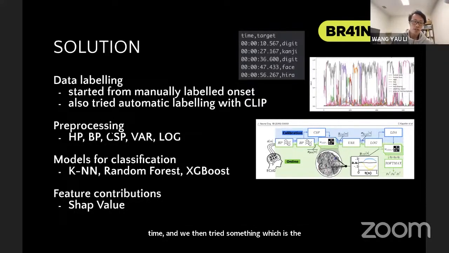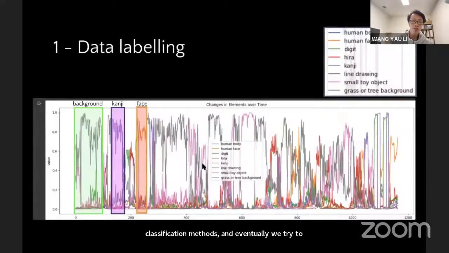We also had one of our teammates work on the pre-processing steps by applying most of the filters or processing algorithms that the paper mentioned. And then after that, we got the data, which is around 27 samples. Then we do some ML by trying out different classification methods. And eventually we try to evaluate what the most important features are. So we have three main takeaways. The very first one is about data labeling.